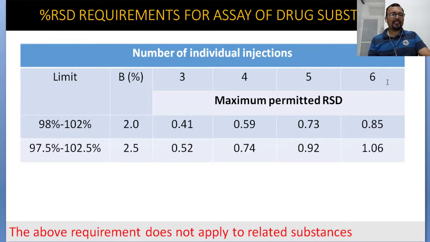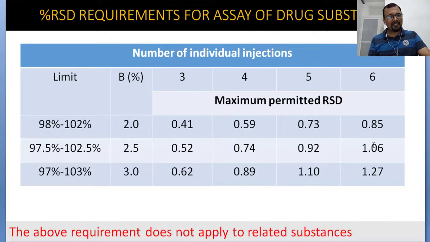If your limit for assay is 97.5% to 102.5%, then the value of B will become 2.5%. And with that, if you intend to inject triplicate standard solutions, then the percent RSD should become 0.52%. With 4 replicate injections, the percent RSD will become 0.74%. With 5 replicate injections, the percent RSD will become 0.92, and with 6 replicate injections, the percent RSD will become 1.06. Similarly, you can calculate the percent RSD with the assay limit of 97 to 103%.